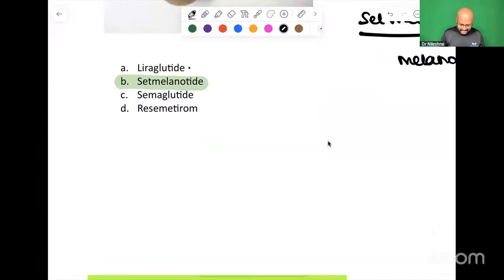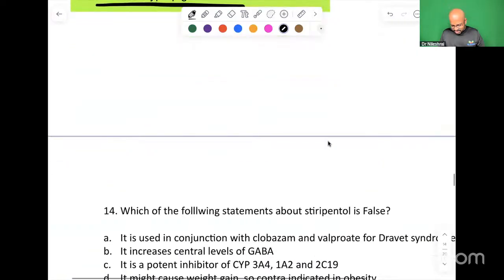What about liraglutide? Liraglutide is actually a GLP-1 analog agent. Semaglutide, again a GLP-1 analog agent. All of these drugs are approved against obesity. But the drug approved for obesity associated with Bardet-Biedl syndrome, and associated with hyperpigmentation in the nails, the answer is setmelanotide. Good. We'll proceed further.